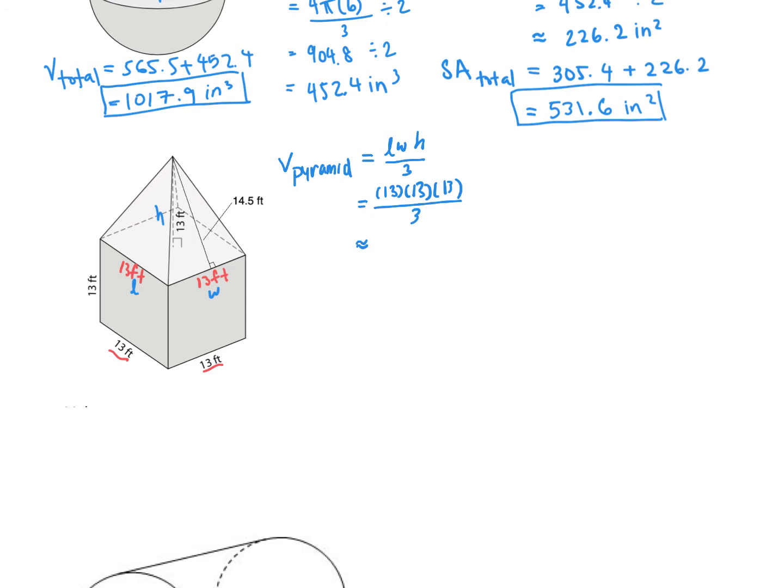And when we plug that into our calculator, we get 732.3 feet cubed. So that is our volume of the pyramid. The volume of the prism is even better, because a rectangular prism is length times width times height. The length is 13, the width is 13, and the height is also 13.